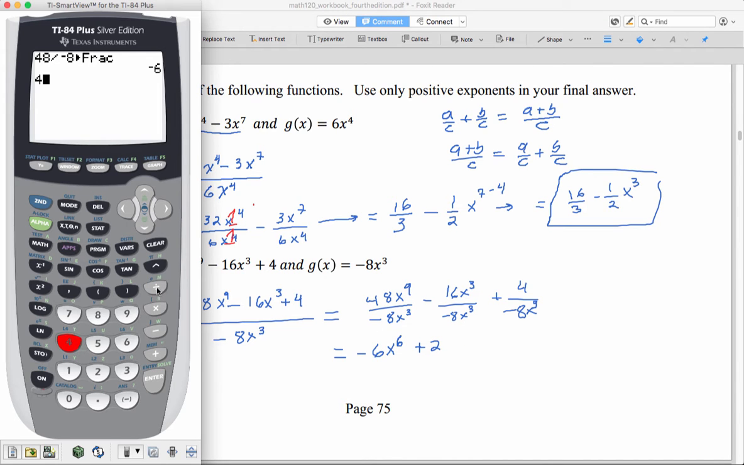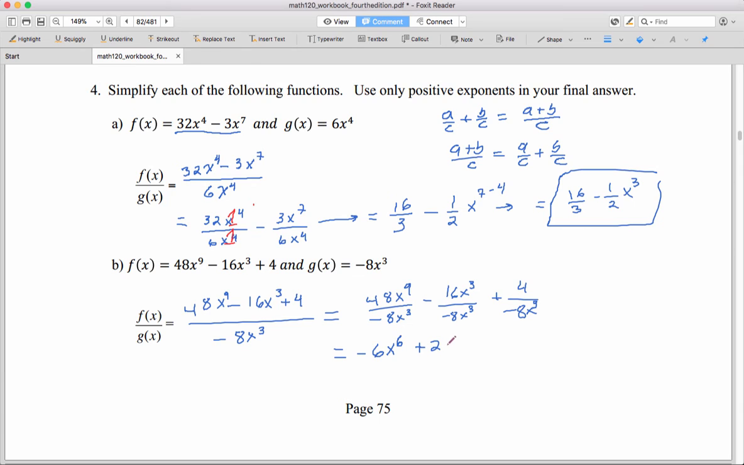So 4 divided by negative 8. Math. Let's go to the math here. Frac gets negative a half. And then that x cubed just stays down in the denominator. We don't have any x's in the numerator to simplify it with. So that's our final glorious answer right there.